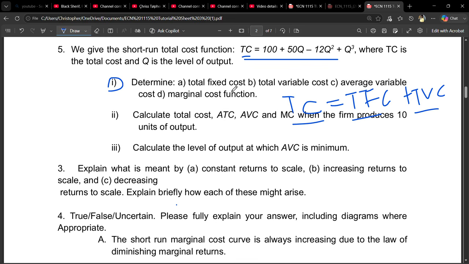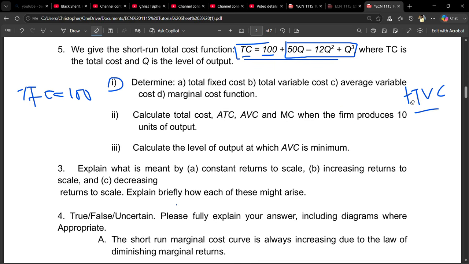So what are total fixed costs on this total cost function that we have? Total fixed costs are just costs that do not have a Q. Q means quantity, right? So here the total fixed cost is going to be 100. Okay. What are variable costs? Variable cost is just the whole part with Q, so variable cost is equal to 50Q minus that.